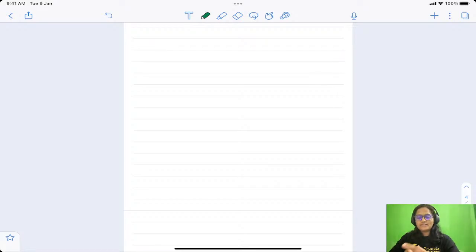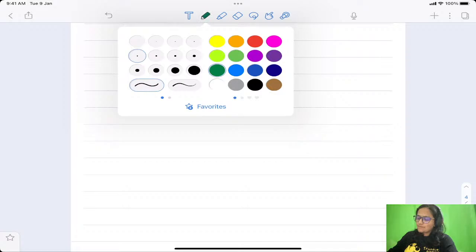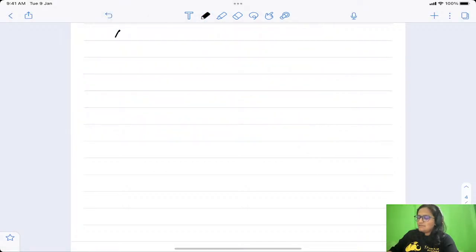Today we are going to discuss the next topic from the chapter Acids, Bases and Salt. The title of the topic is how strong the acid or base solutions are. Let me write down the title and then we will start the discussion. It belongs to the chapter Acids, Bases and Salt.